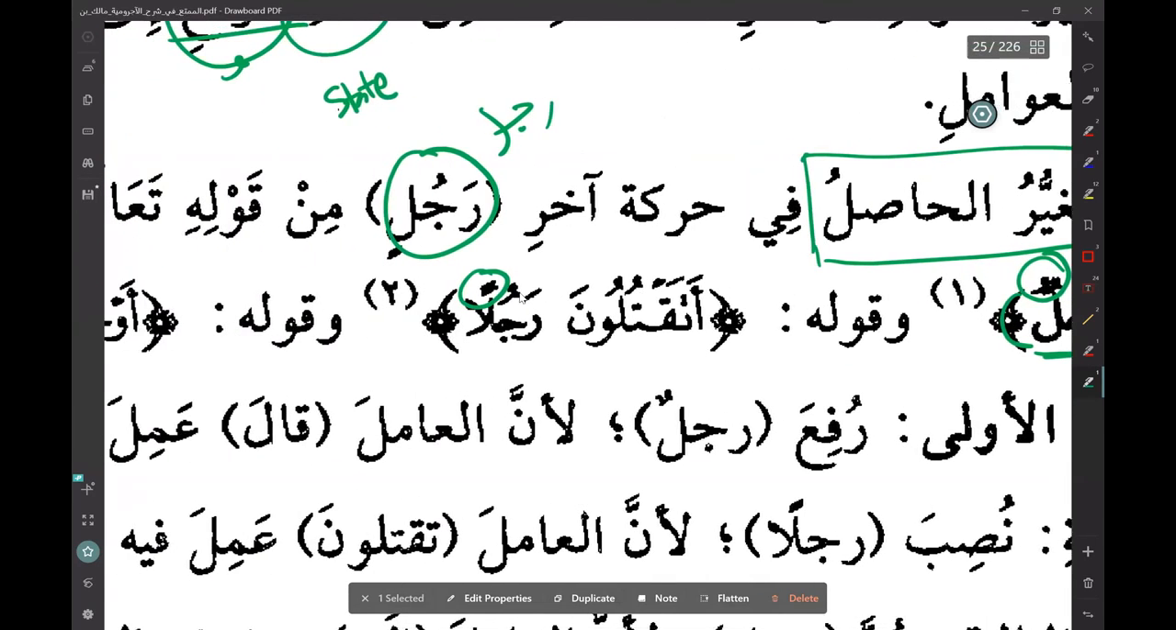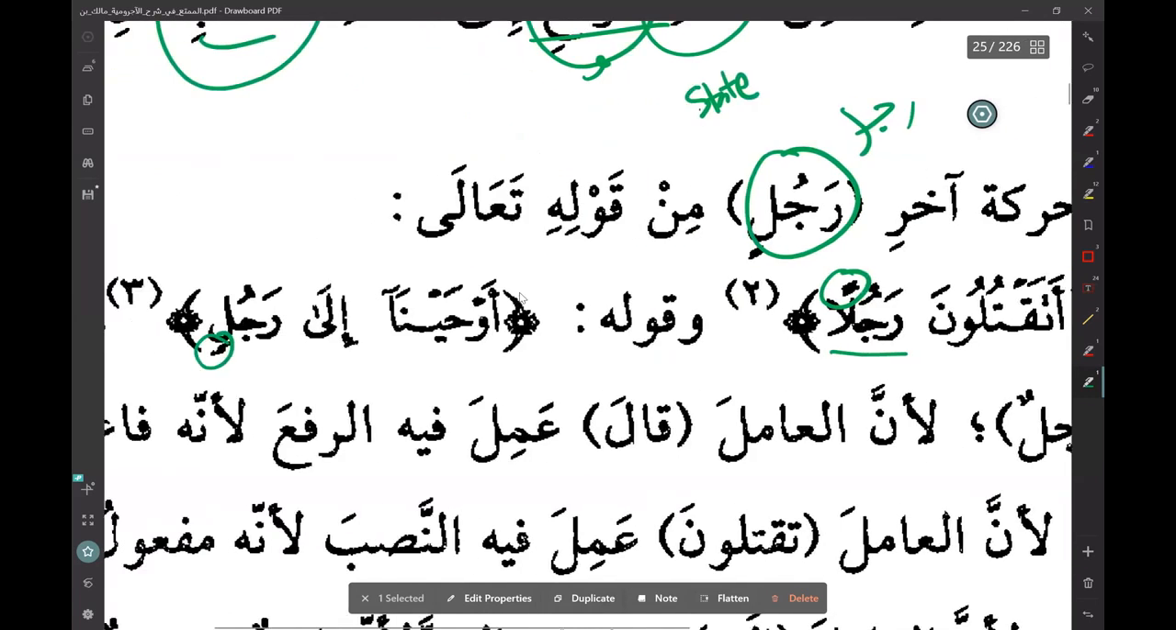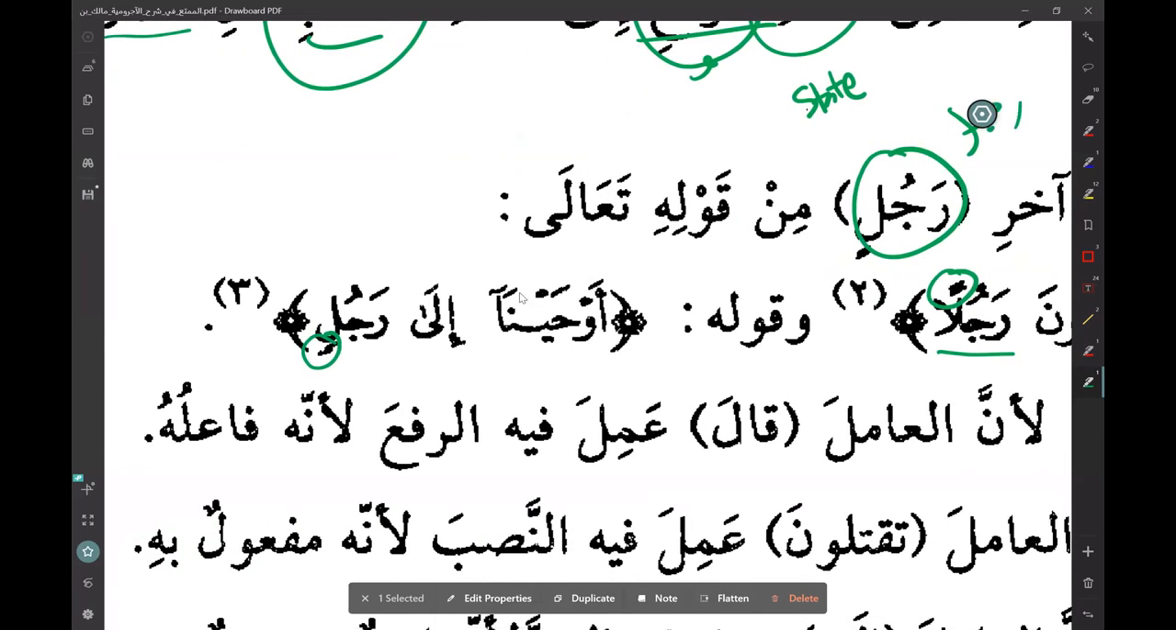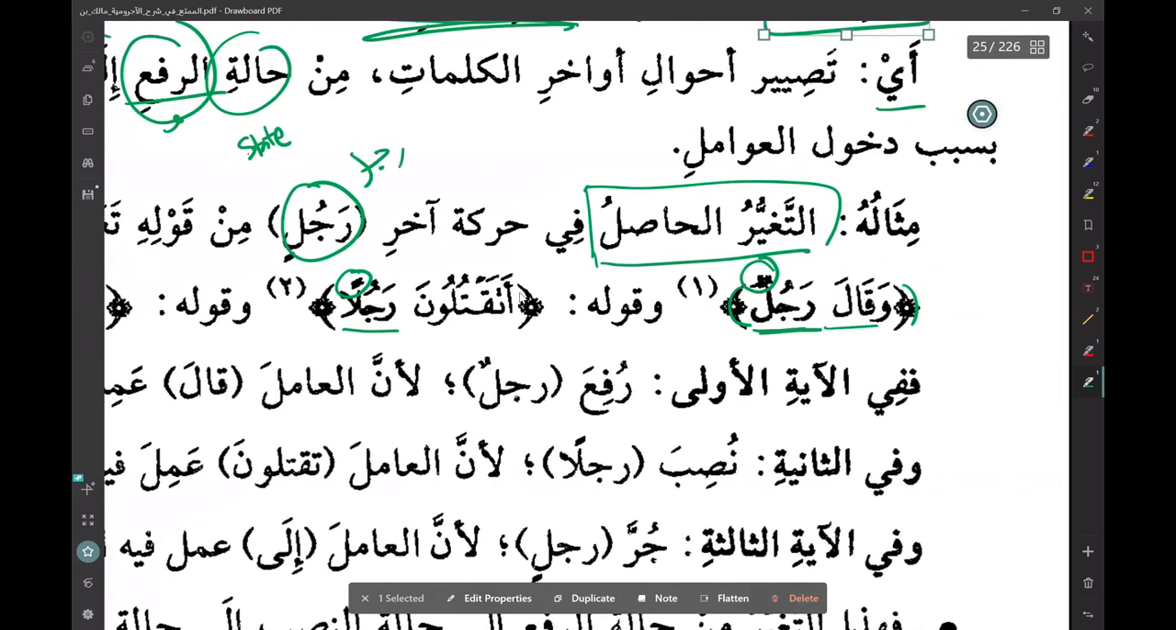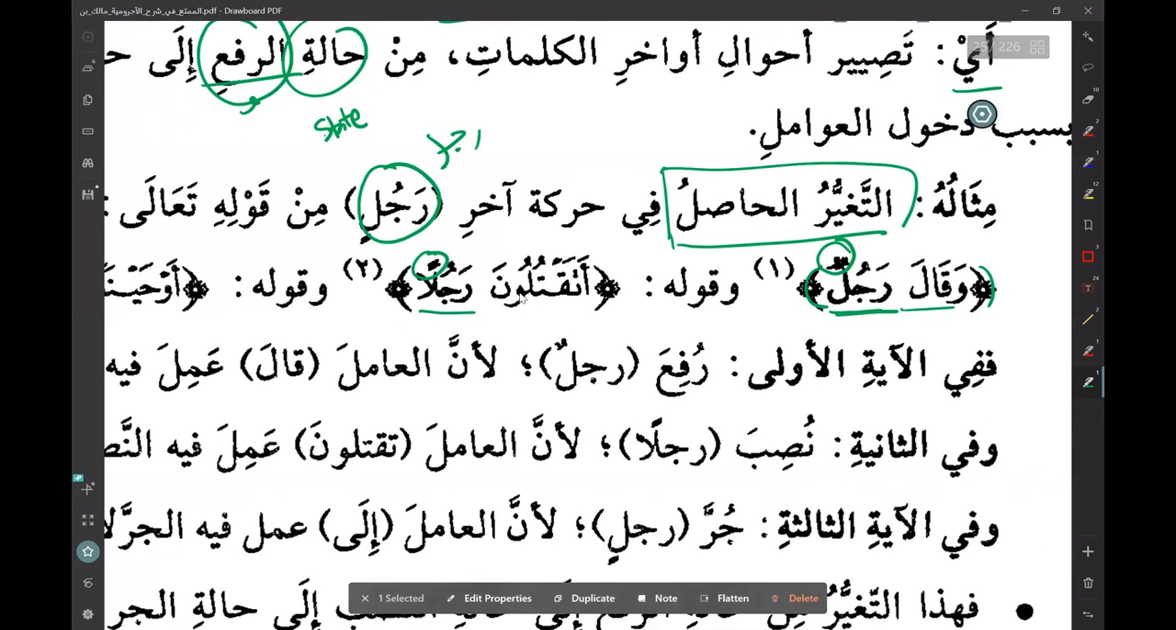Then taqtuluna rajulan, it is a question, asking, are you going to be killing a man, right? And then we have awhayna, that we inspired or we sent revelation, ila rajulin, to a man. Okay, so as you can see, this word rajul has been changing to different states. So let's read what he's saying.